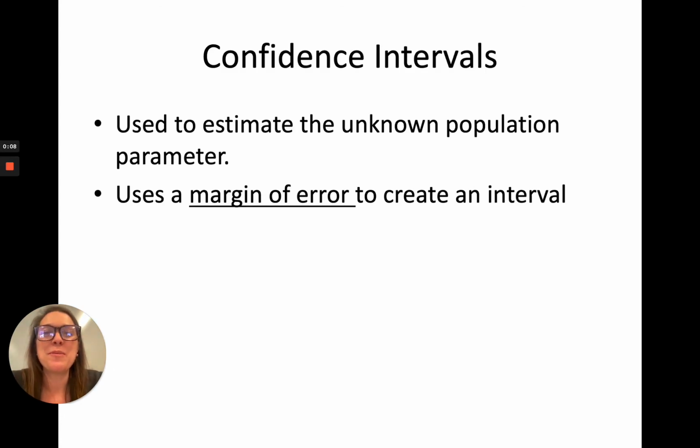So remember, we use confidence intervals to estimate the unknown population parameter. We don't know what the true p or the true mu would be, so we need to come up with an interval that we think has a pretty good chance of capturing what we think the true proportion would be. And it uses a margin of error to create that interval.